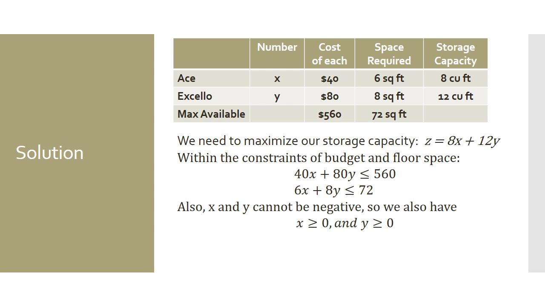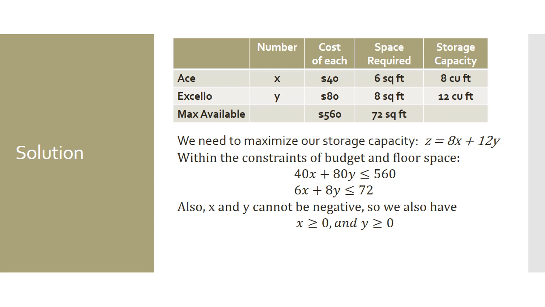So the first thing we're going to do is make a chart. And this is a good practice to get into when you're dealing with these problems. We're going to represent the number of ACE cabinets by X and Excello by Y. We also noted the cost, the space required, and the storage capacity of each, along with the maximum availability for our money and our space. We want to maximize storage capacity. So 8X, which is our capacity from the number of ACE cabinets we buy, plus 12Y, the amount of storage from the Excello cabinets we buy, that's going to equal Z, and that's what we want to maximize.